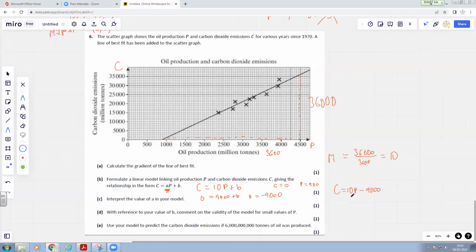Well, what this 10 is really telling us is that for every time P changes by 1, C changes by 10. So for every extra million tons of oil production, you get 10 million more tons of CO2. That's a rate of change. They want you to relate it to the context of the question here.